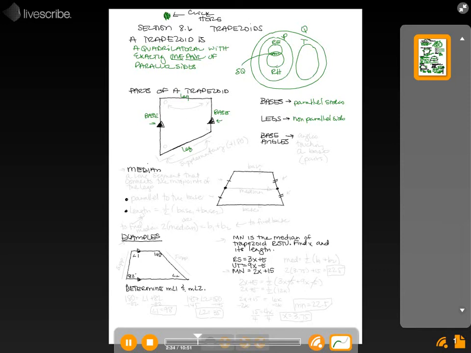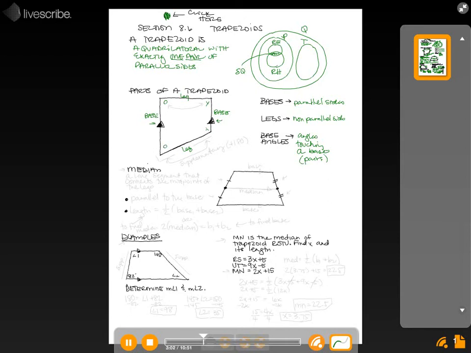Now, base angles are the angles touching the base. Pretty easy definition. Touching a base. And they come in pairs. Okay, we're going to mark them with X's here. These are two pairs of base angles. That's one pair of base angles, because they touch the base on the right. Here's the other pair of base angles, because they touch the base on the left.